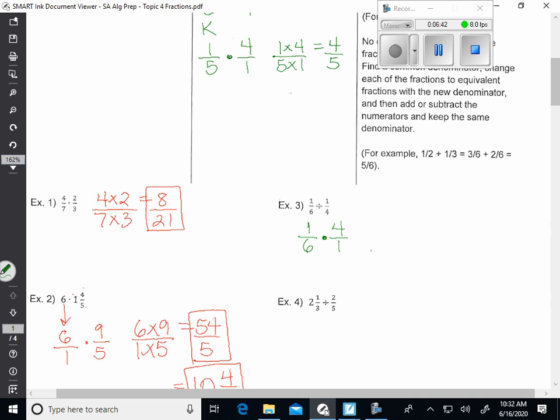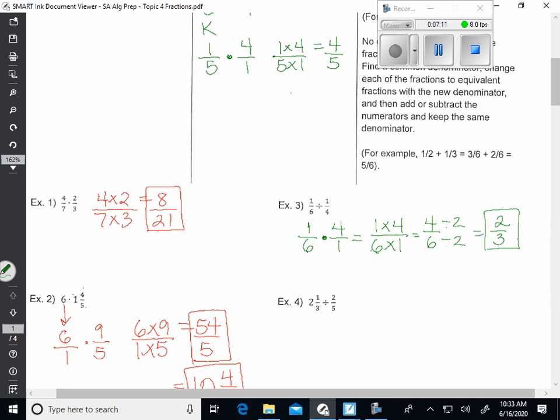Now we can do our multiplication. 1 times 4 is 4. 6 times 1 is 6. Then 4/6 can be reduced. Remember, we always reduce our work. Divide by 2, and you're left with 2/3.